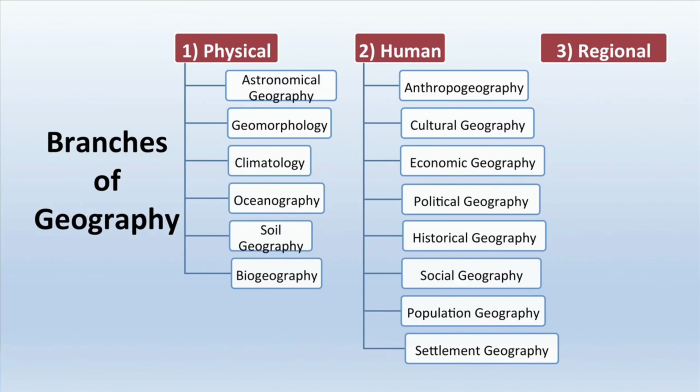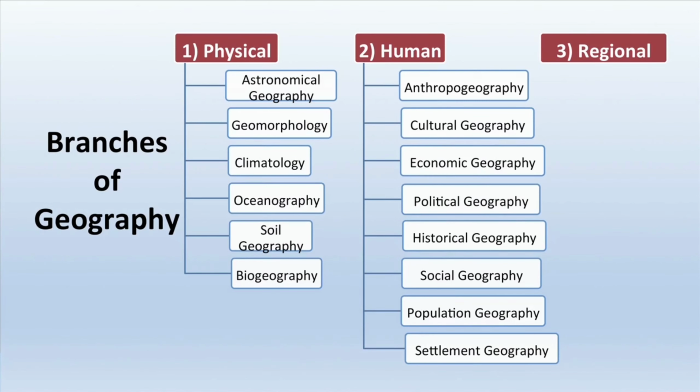So, what are the branches of geography? Geography mainly has three important branches with its sub branches. So, first, the most important and the first one is physical geography. In physical geography, we study all the physical aspects on the earth's surface, and the sub branches are astronomical geography, geomorphology, climatology, oceanography, soil geography and biogeography. These are all physical aspects, branches of geography.